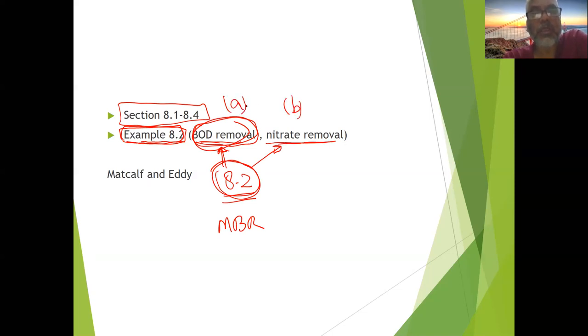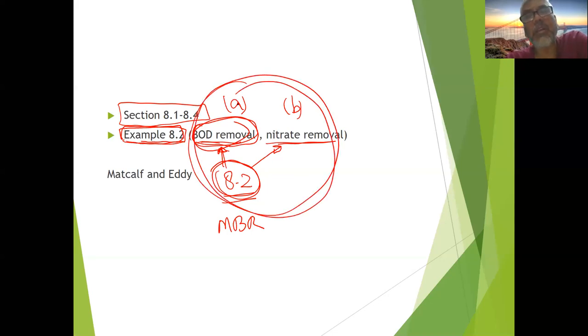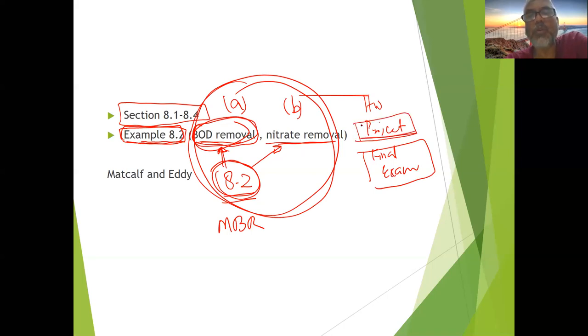You can solve both. This is the example which is very relevant for your homeworks, for your project, and for your final exam. I will give something from this example in the final exam. You must use this example in your project, which is related to wastewater. Also, I will give something from this to your homework.